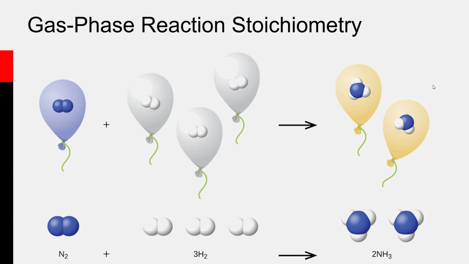So come back in a few minutes. We're going to look at a number of examples where we combine what we already know about making predictions about chemical reactions with what we've learned about Dalton's law and the ideal gas law.